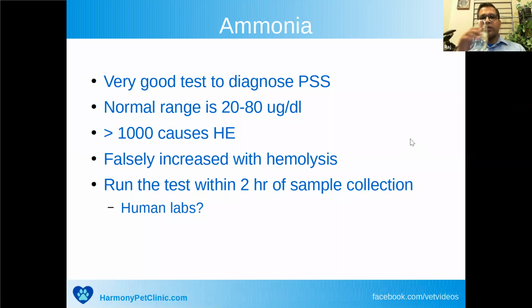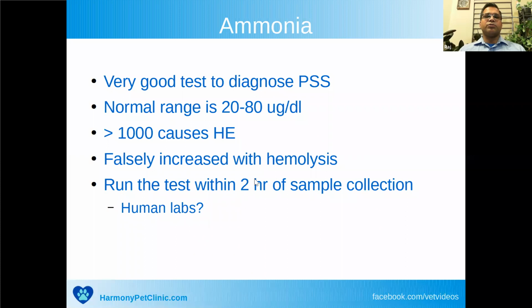Next test is ammonia. Ammonia is also a very good test to diagnose a portosystemic shunt. Normal range, it's pretty increased in hepatic encephalopathy, and it can also be increased in hemolysis. So it's not routinely done if it's not available in the lab, because tests need to be run within 2 hours. If it's available in the lab, it can be in the in-house lab, it can be done.